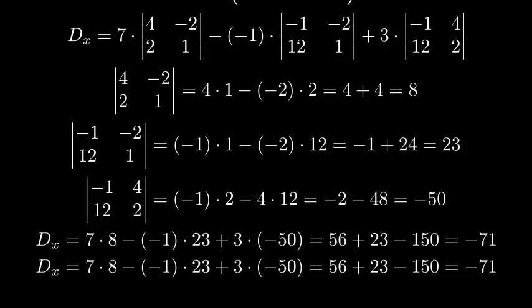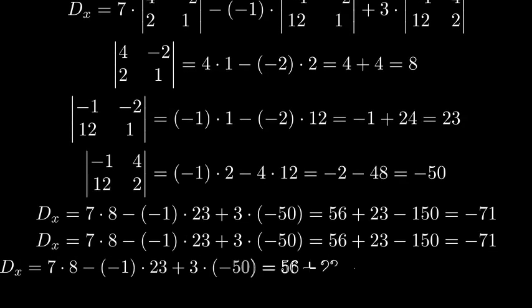Let me double check that calculation. D_x equals 7 times 8 minus negative 1 times 23 plus 3 times negative 50. That's 56 plus 23 minus 150, which is 79 minus 150, which equals negative 71.